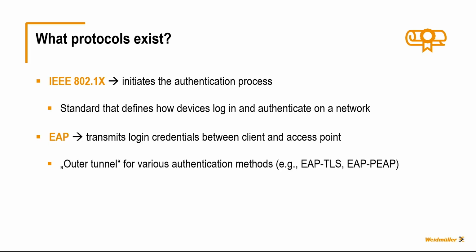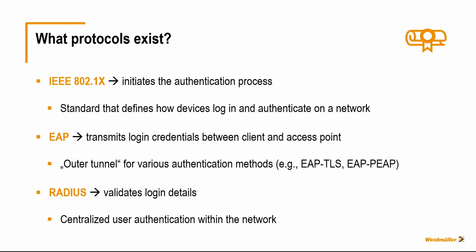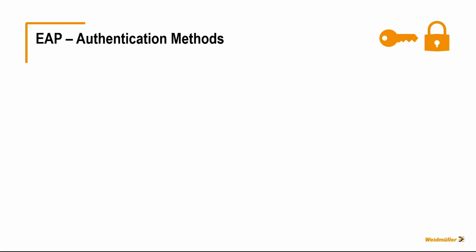Nowadays, it is used to transfer the details for a safe TLS tunnel with protected EAP. No credentials get transferred in cleartext through the network with this method enabled. Redis is the last protocol and is used between the network access server and the authentication server that runs Redis. The Redis server verifies the login details.